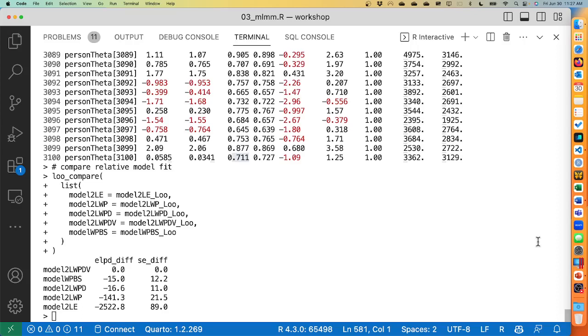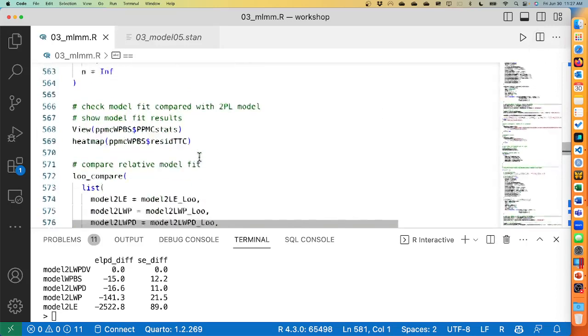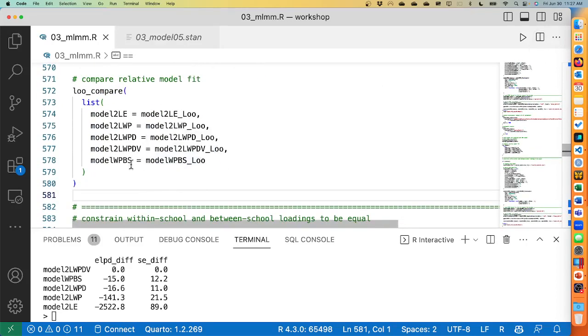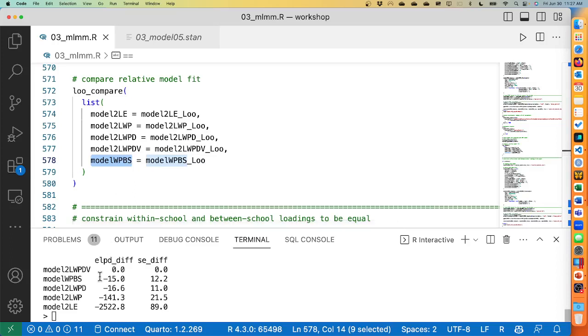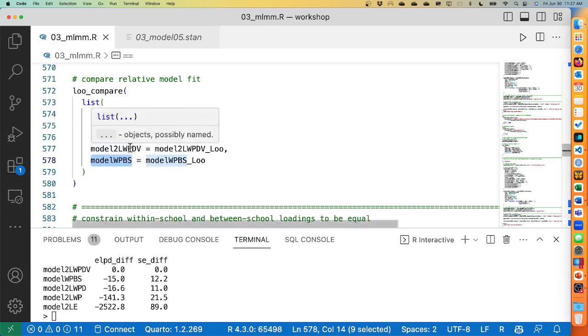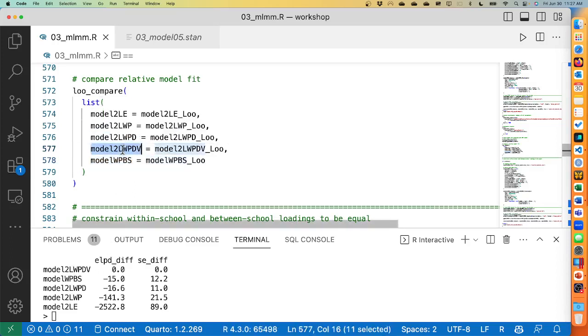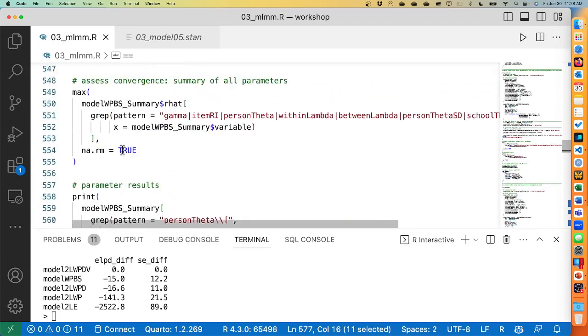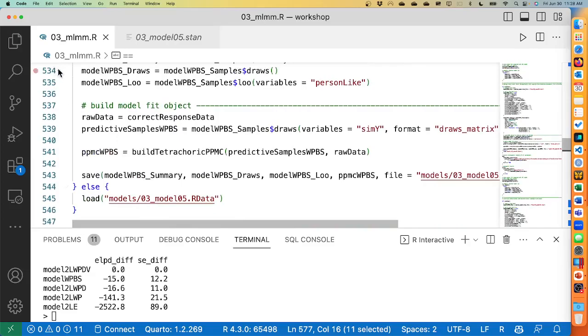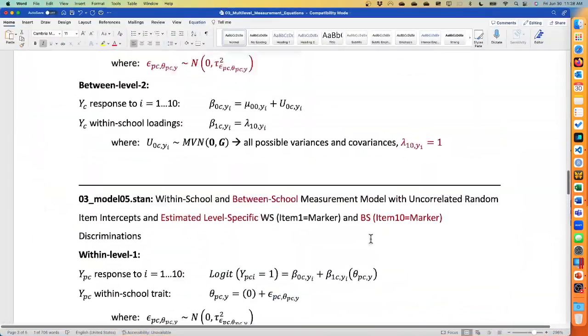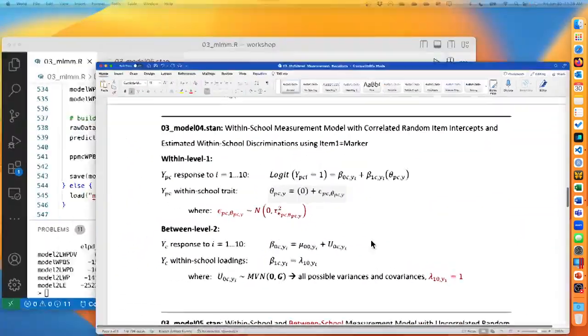Within person, between school. What did I call this one? I shouldn't have done that. I should have just called them model 2, 3, 4, whatever. So this last model we ran was within person, between school. The one prior to this was where we did not have, what was 4 again? We did not have our school theta, right?